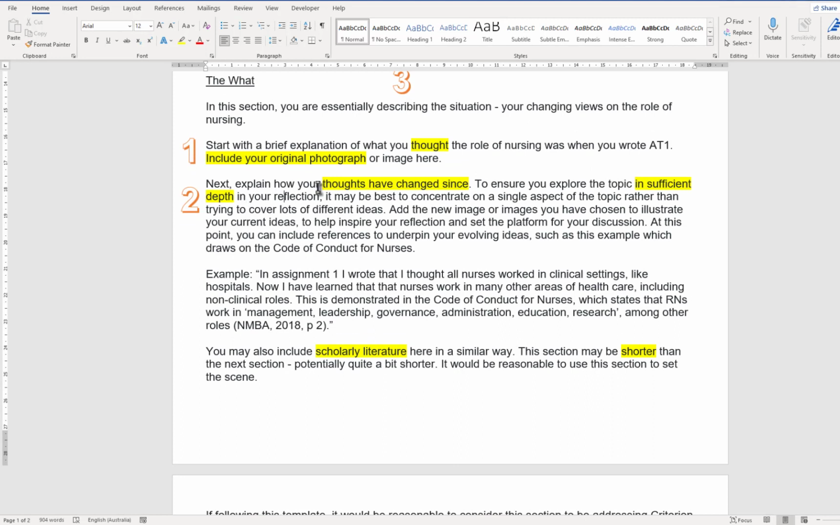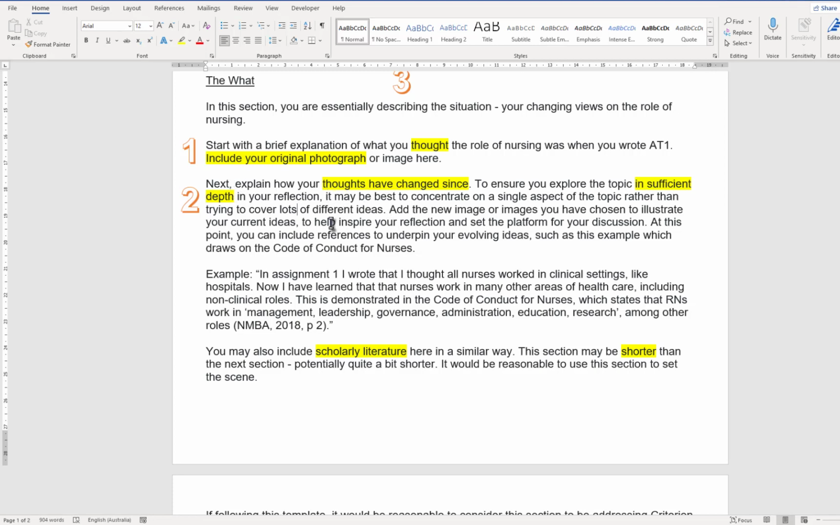The next section is to explain how your thoughts have changed. What is it you think now? Make sure that there is sufficient depth. In other words, don't go too crazy with lots and lots of changes. He's suggesting that perhaps you focus on maybe 3, 4, not many, right? Not many big changes, so that you can go into lots of depth about how those have changed.